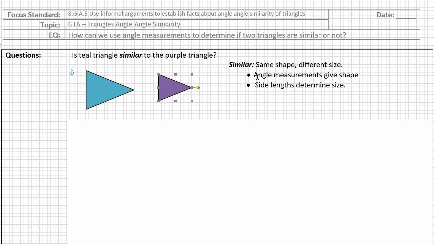But we're going to do some work today with angle measurements to see what is the minimum amount of information that we need about two triangles and their angle measurements to prove that they're similar.